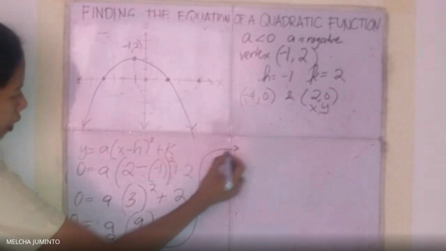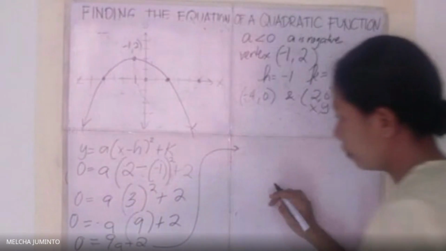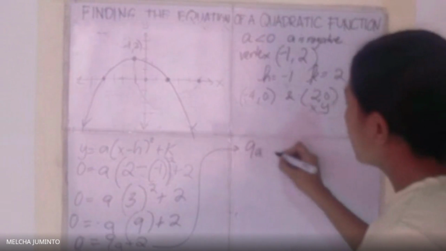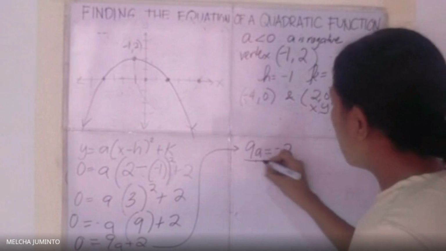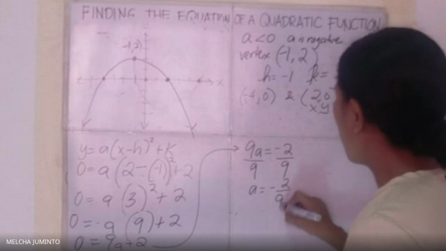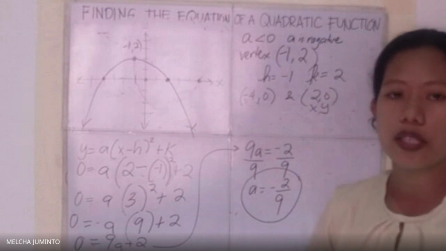So the continuation: we write 9a equals -2. Divide both sides by 9. a equals -2 over 9. Therefore, a equals -2 over 9.